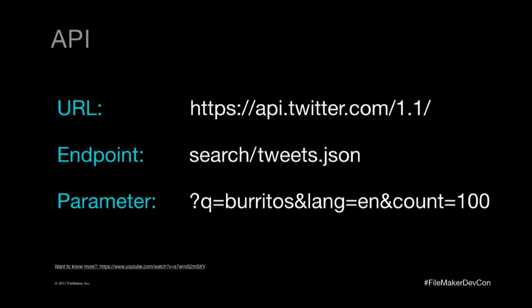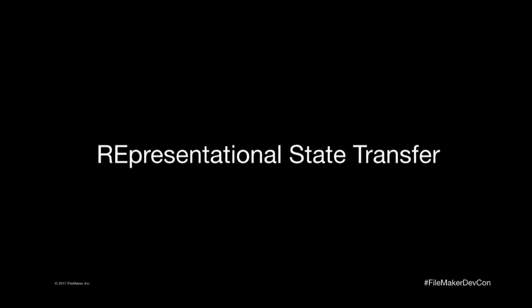And then we have the parameter. The parameter usually is separated by a question mark. So basically what this API call is saying is, hey, Twitter, give me all posts that have the word burritos, which language is English, and give me the first 100 of them, okay? So this is what we are telling Twitter with this API call.